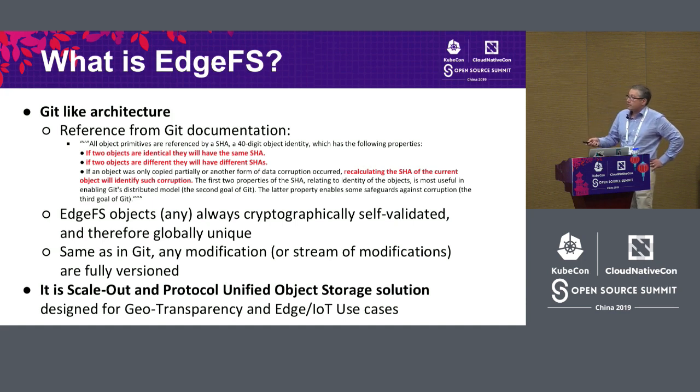Okay, what is EdgeFS really? First of all, this is a Git-like architecture. I just wanted to give you this snippet from the Git documentation so you can read about this, and you will better understand how EdgeFS is implementing the storage within itself. Three important points highlighted in red. One is, if two objects are identical, they will have the same SHA. SHA is a fingerprint signature of the data block in Git.